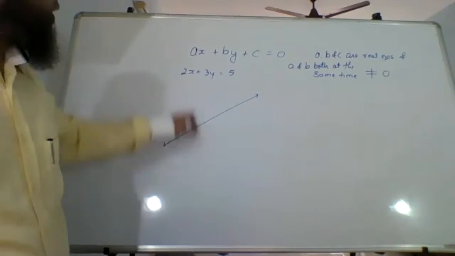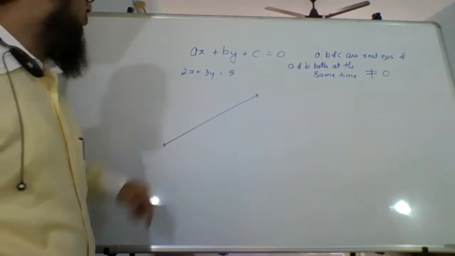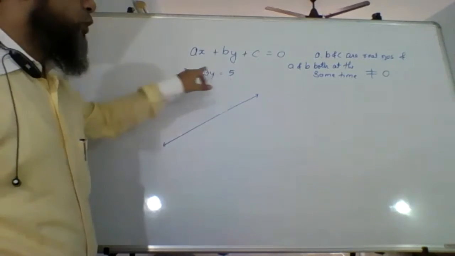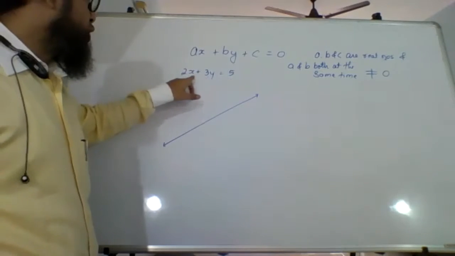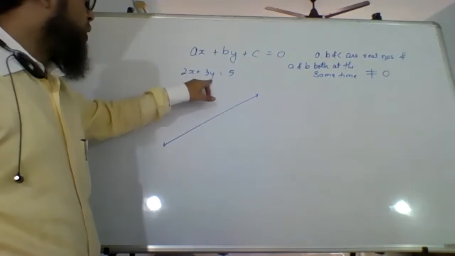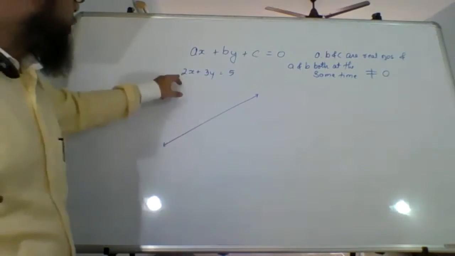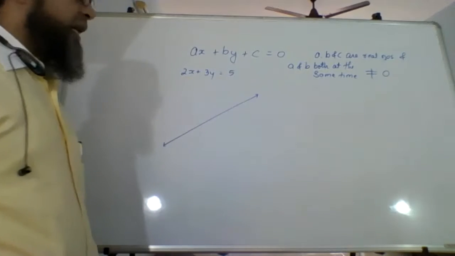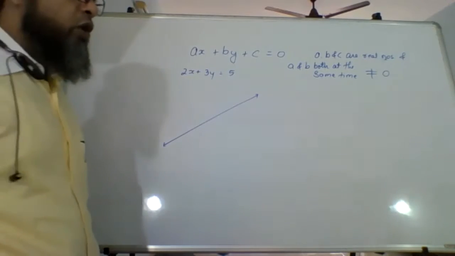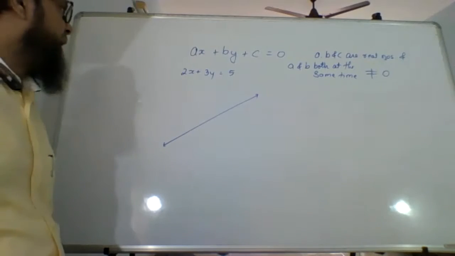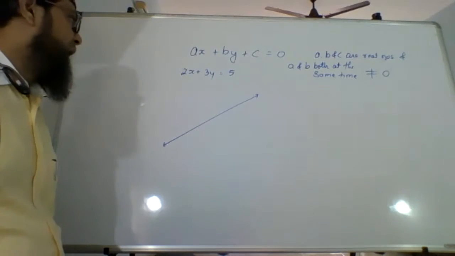Then for x equal to 1 and y equal to 1, that point will lie on this line, because 2 into 1 plus 3 into 1, that is 2 plus 3 equals 5. So (1, 1) will lie on this line. Any other value which also fulfills this condition, that also will lie on this line.